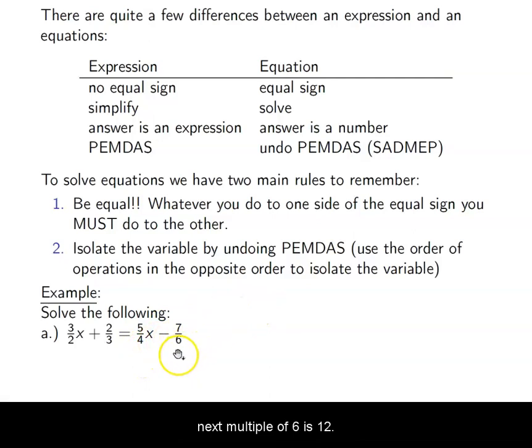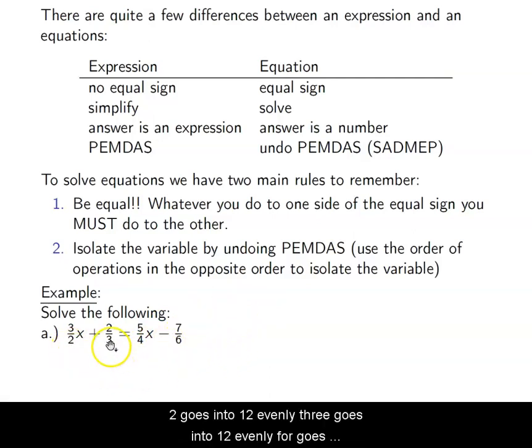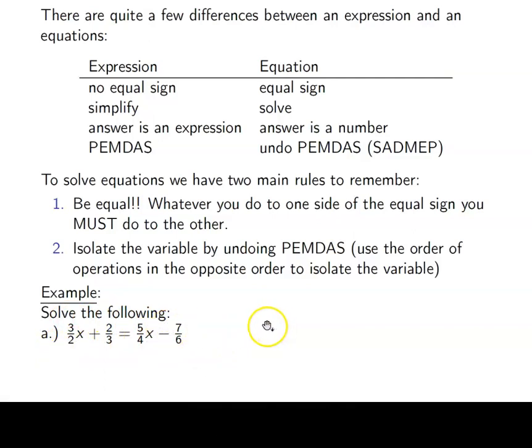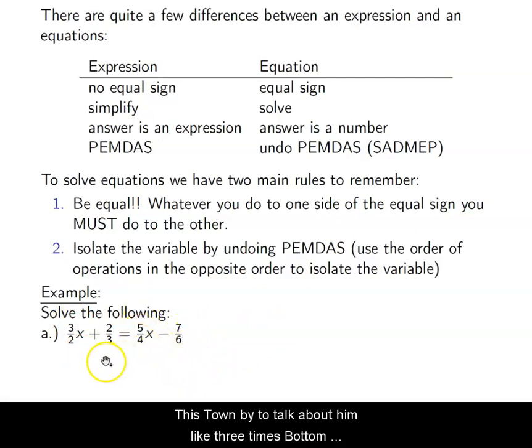The next multiple of 6 is 12. 2 goes into 12 evenly. 3 goes into 12 evenly. 4 goes into 12 evenly. And 6 goes into 12 evenly because that's the one I counted by. So my LCM of 2, 3, 4, and 6 is 12. Now some of you would be like, oh, okay, now I'm going to make a common denominator of 12. Multiply this top and bottom by 2, top and bottom by 3, top and bottom by 4, top and bottom by 6.